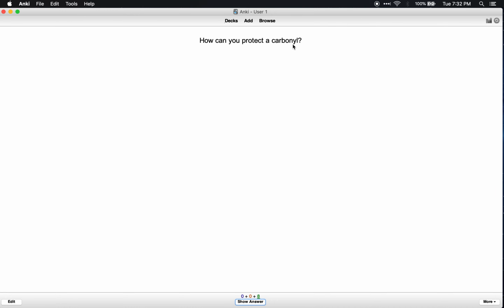How do you protect a carbonyl? You can use TMS to protect the carbon. Oh no, to protect the carbonyl. You can react it with a diol. Forming a diol forms it into an acetal or ketal, which acts as a protecting group. And then you're able to react it with aqueous acid to convert it back to a carbonyl.